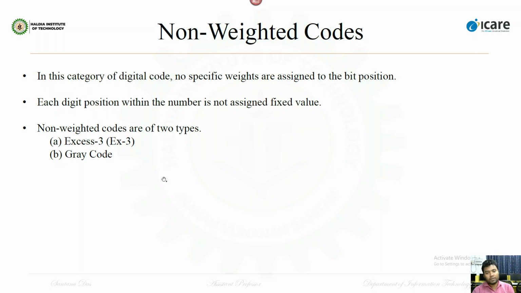Next, we are going to discuss non-weighted code, or you can say unweighted code. In this type of code, there are no specific weights for any particular position. So there is nothing specific, no weightage for particular place values. Some examples are XS3 and Gray code.